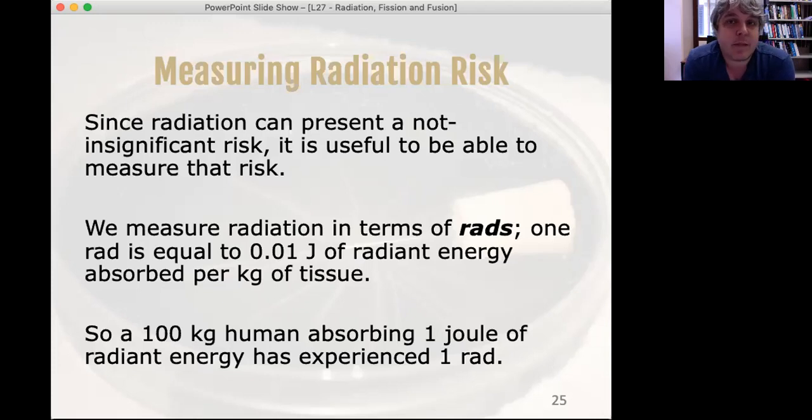So the mass of the living organism that is absorbing the radiation will change with the amount of energy that is being absorbed. Right, so rads takes both of that into account. So a 100 kilogram human absorbing 1 joule of radiant energy has experienced 1 rad. But so would a 1 kilogram bunny rabbit absorbing 1/100th of a joule. That would also be 1 rad. So you need to take into account kilograms of the living organism and the amount of energy in order to calculate rads.